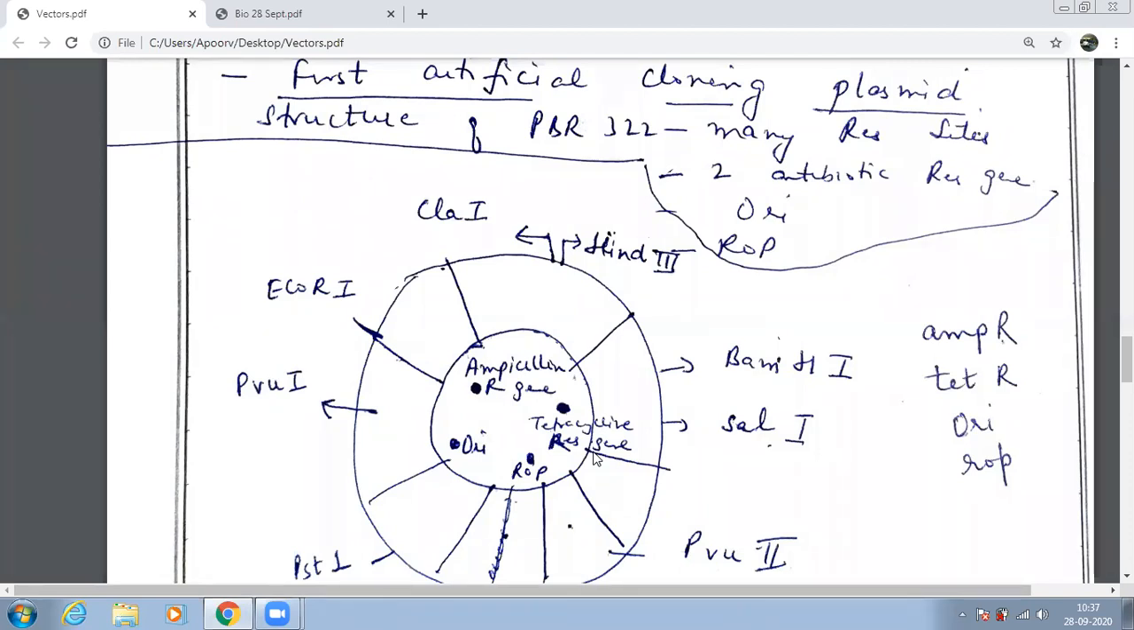What are the two resistant genes which you will write, beta? Ampicillin resistant gene, and second is your tetracycline resistant gene. What is the third thing which is written? ROP. ROP is the protein needed for replication. And what is ORI? Origin of replication. Yes, it stands for origin of replication, the site for replication.